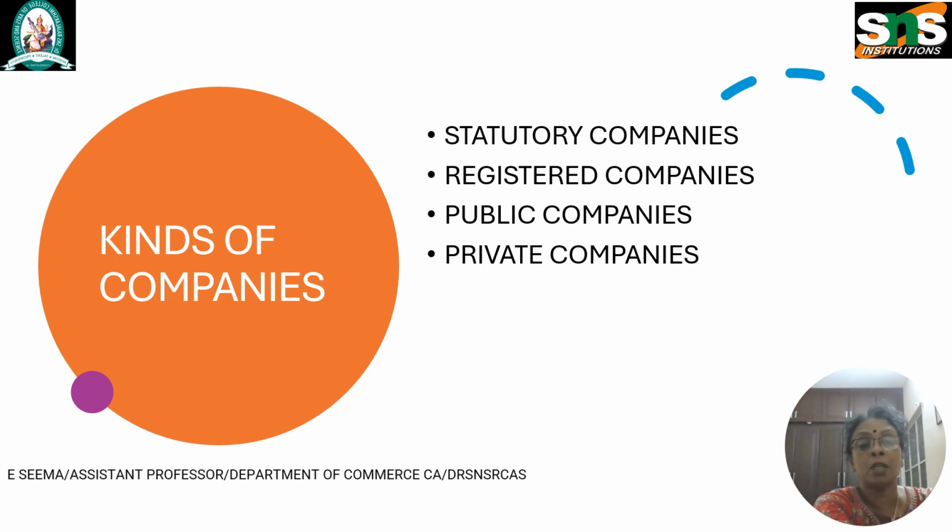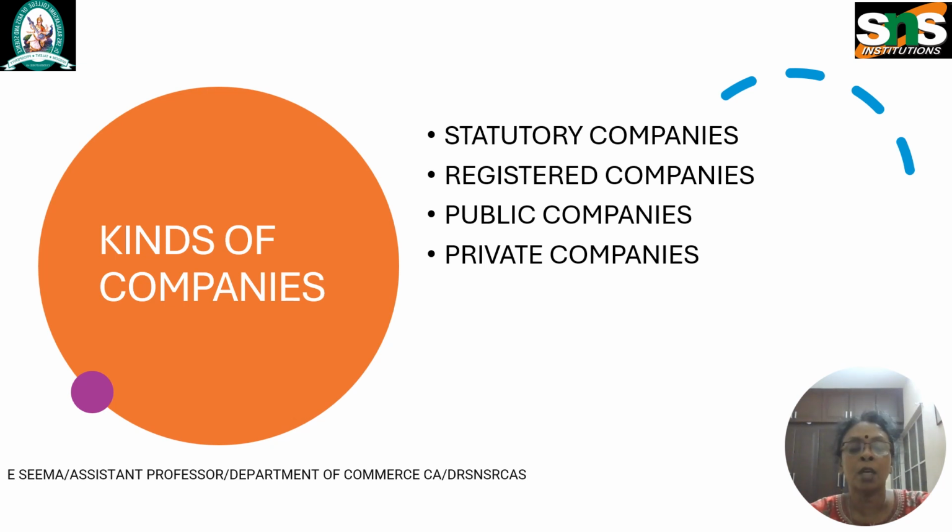Next one is the registered companies. Registered companies means the companies incorporated under the Companies Act, that is 2013 or earlier Act. Their powers and activities are regulated by their own memorandum and articles subject to the provisions of the Companies Act. This is the common method of incorporating companies. Registered companies may be further classified into public companies and private companies.